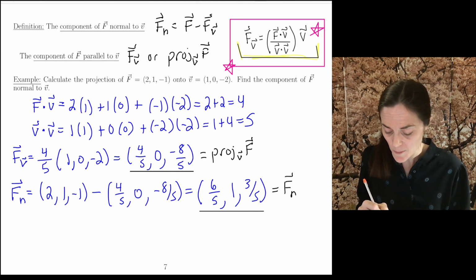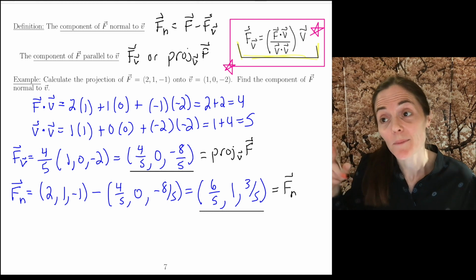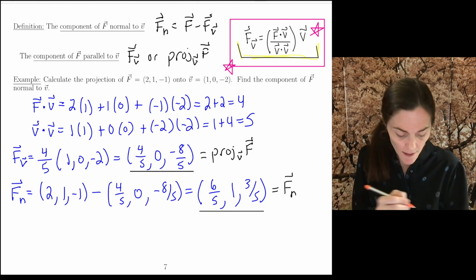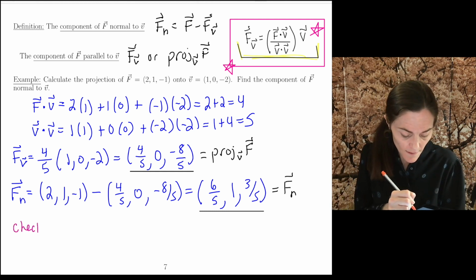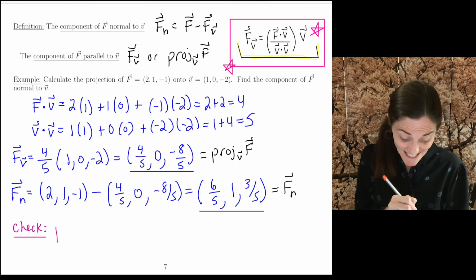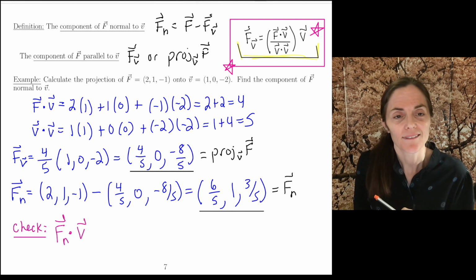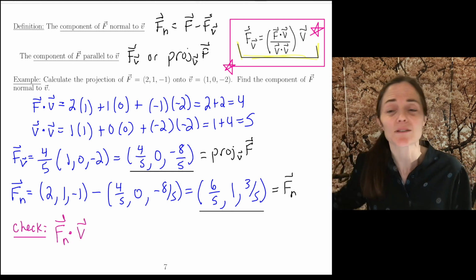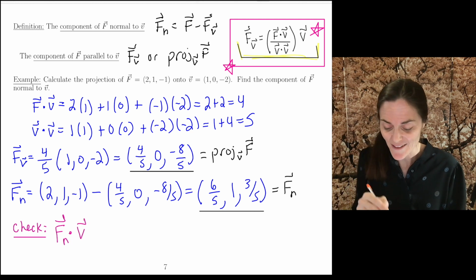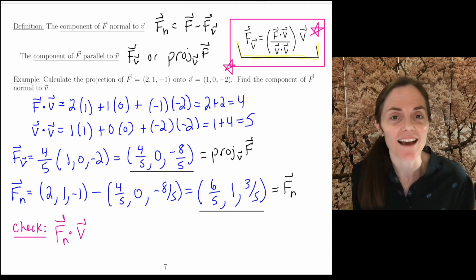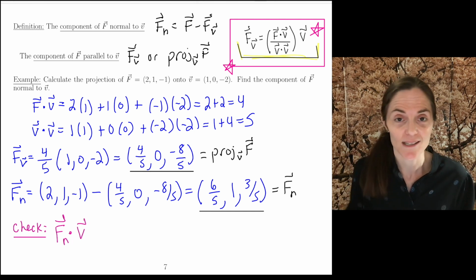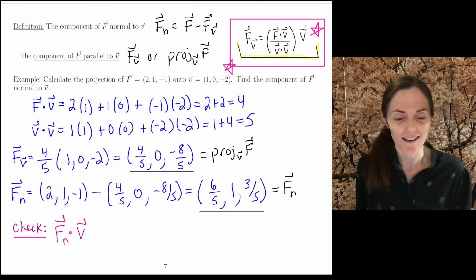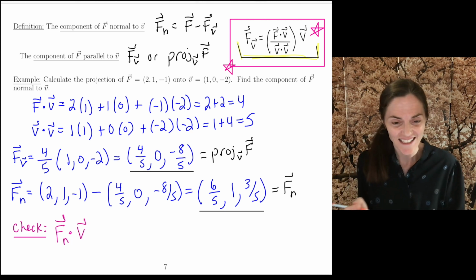Now, we're done with the problem. We're finished, but it's not a bad idea to check. So let's check here. We should get that this normal component is perpendicular to V. This is really how we came up with this formula, if you remember. But it's always good to check in an actual exercise because you can see, for instance, if you made an algebra mistake, then we wouldn't get that this dot product is 0.